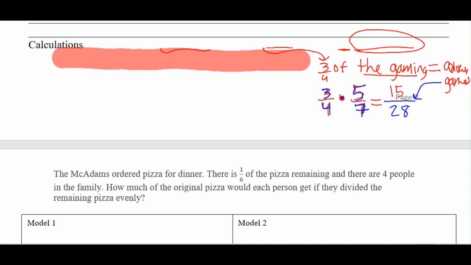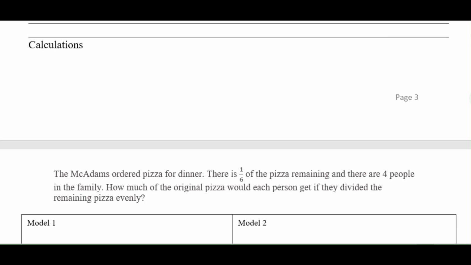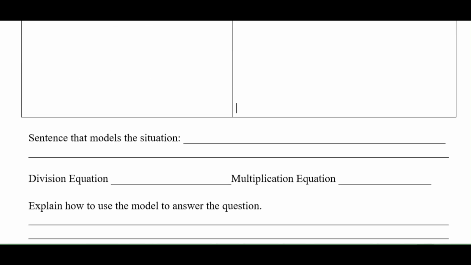3/4 of the gaming is equivalent to the Avenger games. So I have 3/4 of the gaming, which is 5/7, is equivalent to the Avenger games. So that's what you need to have for that one. Now let's look at the modeling.